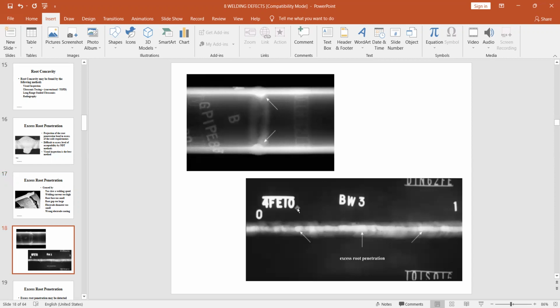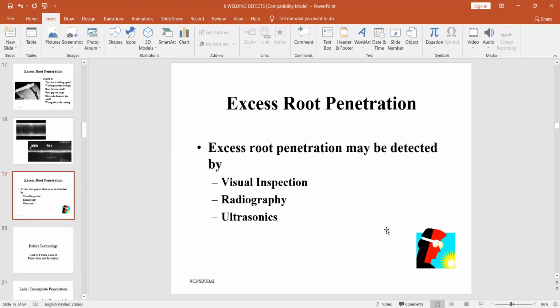See here in the radiography film, you see this white marking. Why? Because of the extra thickness here, you will get the white image, and this is also not acceptable. So excess root penetration we detect in visual inspection, not in magnetic particle testing or radiography. It's not necessary. Visual inspection is sufficient. But suppose sometimes it is a pipe and you don't have any boroscope or endoscope, then we do radiography, and at that time we detect it in radiography also. Or if you want to detect it in ultrasonic testing, we can detect it also.